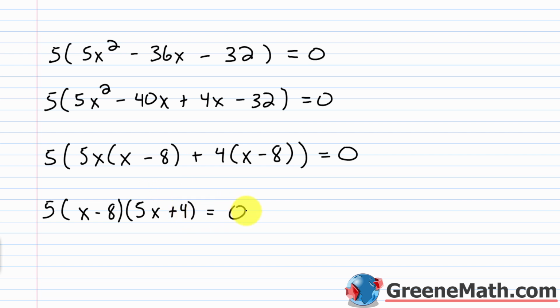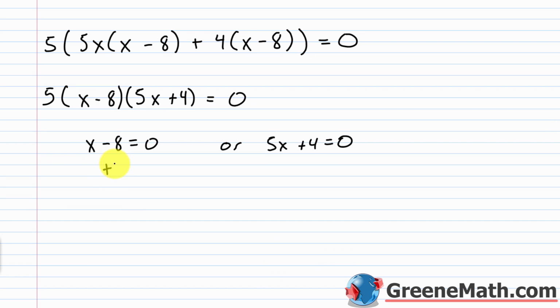Okay, this equals 0. So once I'm in this stage, each factor would be set equal to 0. Now 5 wouldn't be set equal to 0 because obviously 5 isn't equal to 0, but each factor with a variable would be set equal to 0. Remember the zero product property. If I have a times b, and this is equal to 0, then it's got to be true that either a is equal to 0, b is equal to 0, or both a and b are equal to 0. Well, in this case, it's got to be true that x minus 8 is equal to 0, or 5x plus 4 is equal to 0.